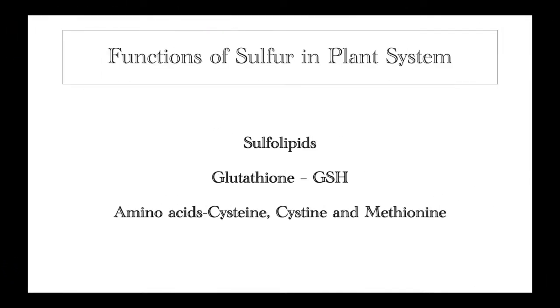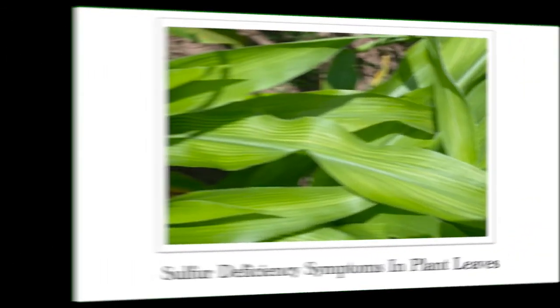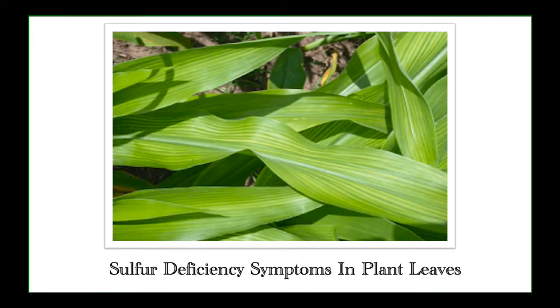Apart from that, sulfur is important in the production of sulfolipids, which are stress-related compounds, and it is present in the electron transport machinery, that is ferredoxin. Sulfur deficiency also causes chlorosis, but in this case, which is very interesting, it is between two veins. So if a plant is showing sulfur deficiency, there will be continuous yellow stripes on the leaf surface.